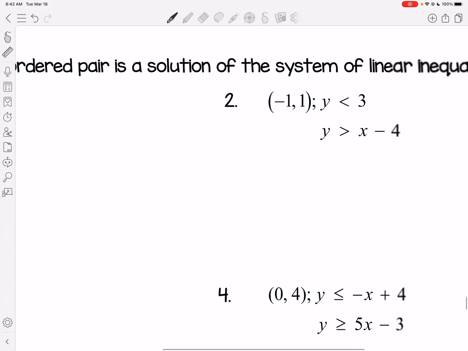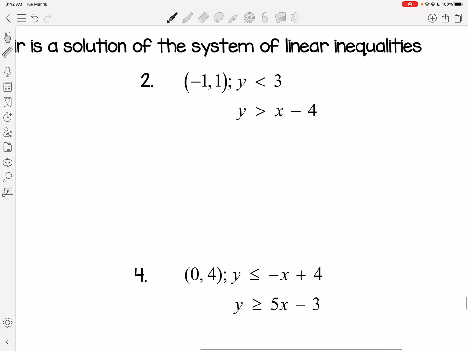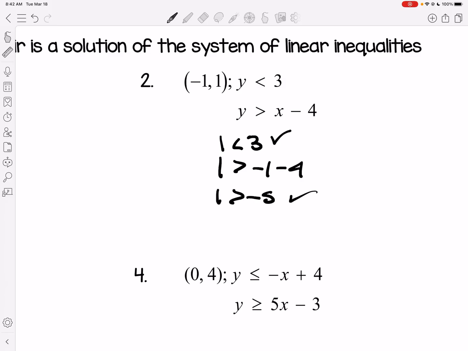Doing the same thing with number 2, I'm going to go ahead and plug this in. I have the point negative 1, 1. So if I plug in 1 for y, I get 1 is less than 3, which that's true. Then for my next one, I get 1 is greater than negative 1 minus 4, which simplifies to be 1 is greater than negative 5, which is also true. So this is, yes, a solution.